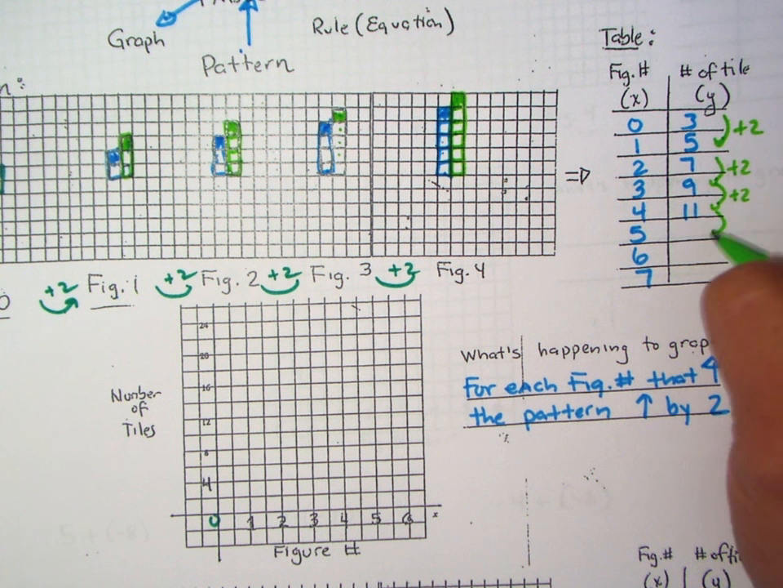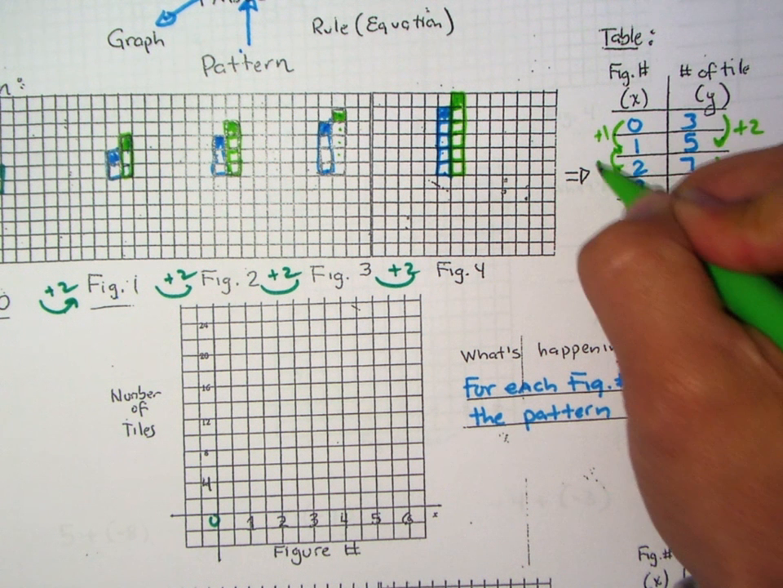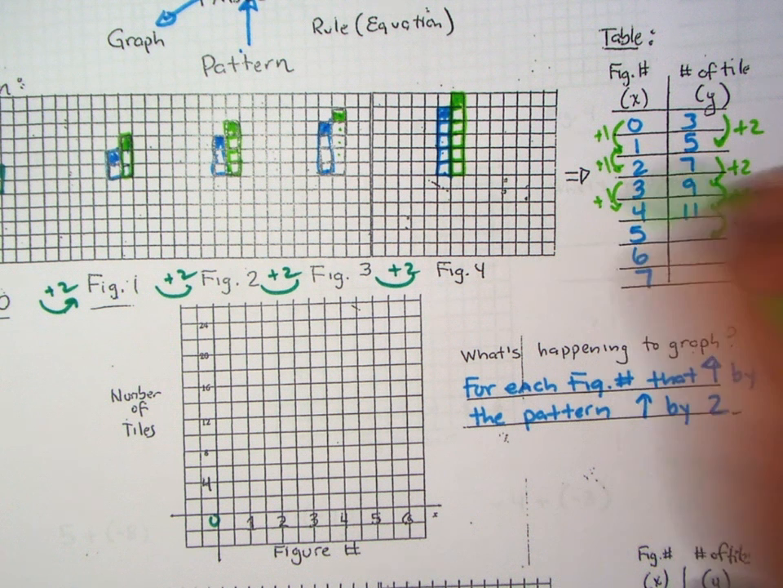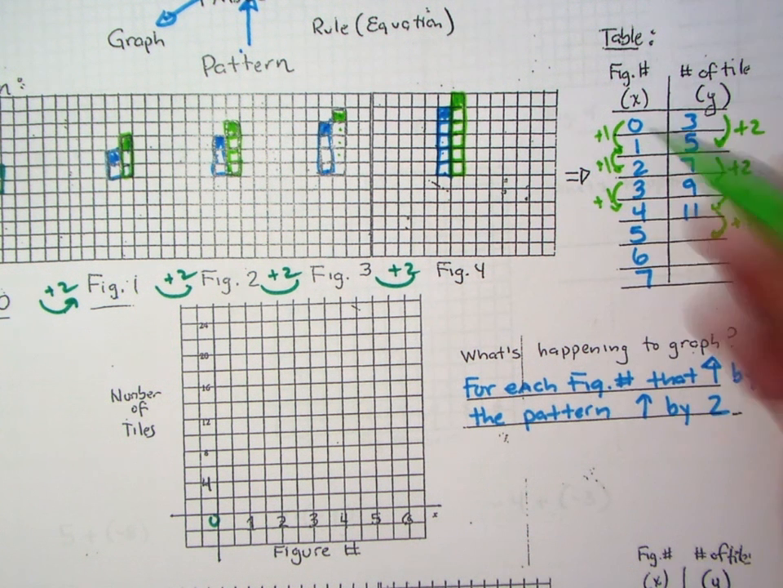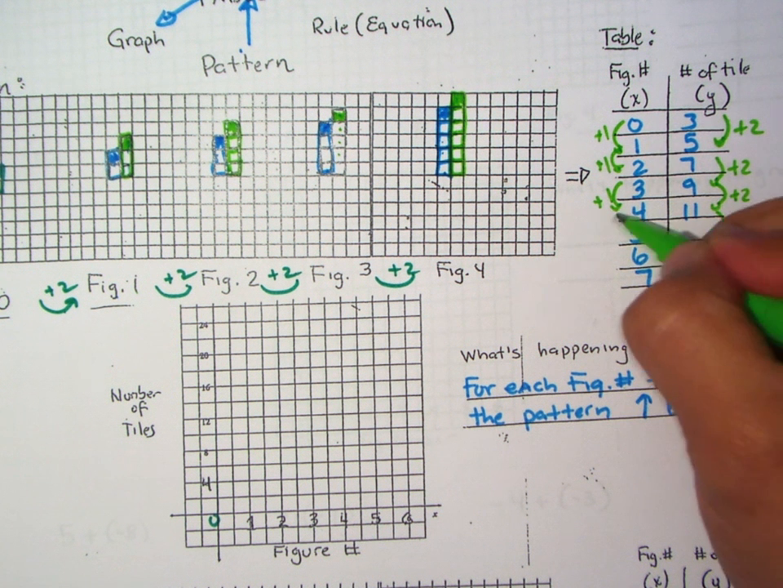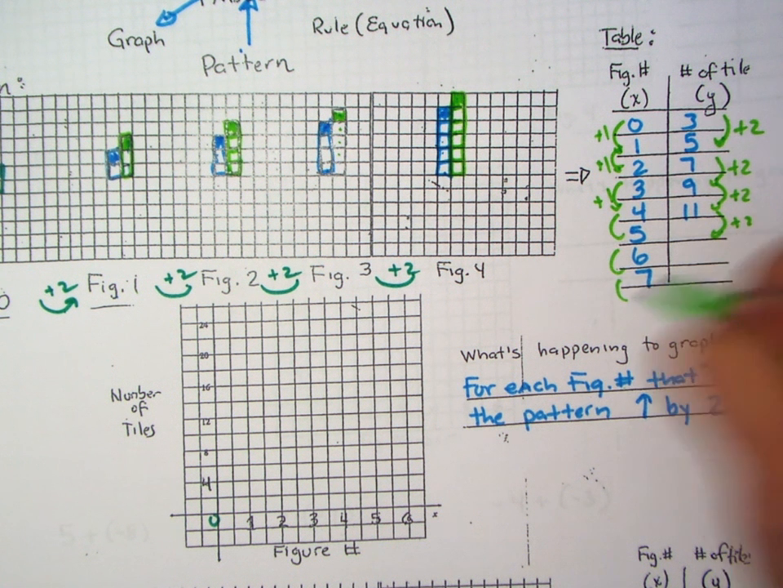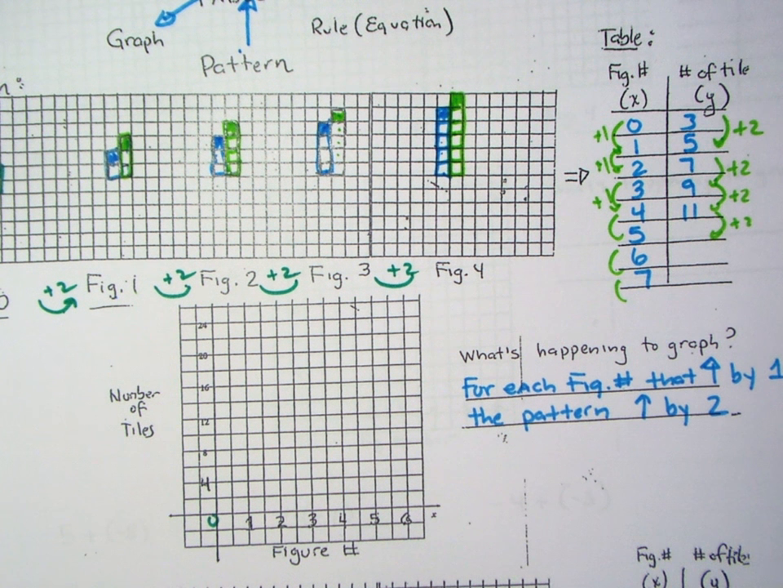Keep doing it. Add 2 for each 1, which corresponds with the sentence: for each figure number that increases by 1, right here it's increasing by 1. Keep going, don't stop. And then the tile number increases by 2. And that's it. You guys got it? Go ahead and finish the rest.